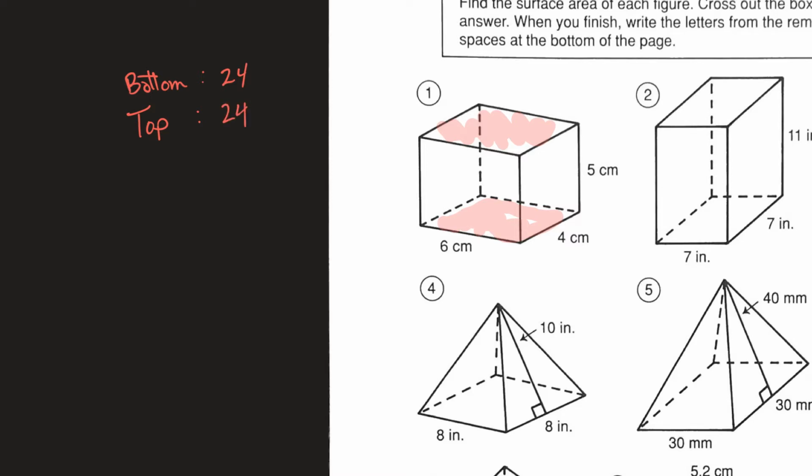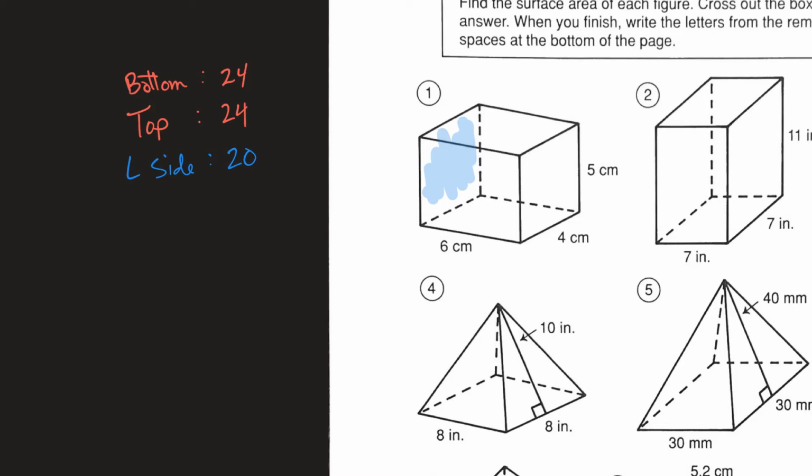I'll go to blue now. I have to erase stuff here. So we're going to go next to the left and right. The left side, let's see. That would be this here. What's the area of that? Well, that is going to be 4 times 5, which is 20.